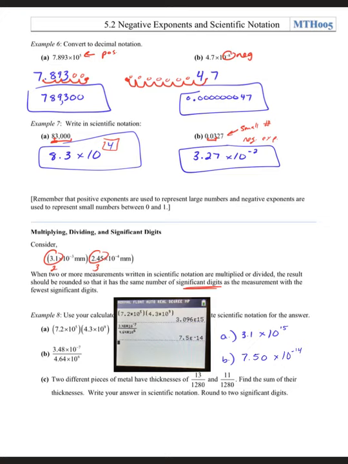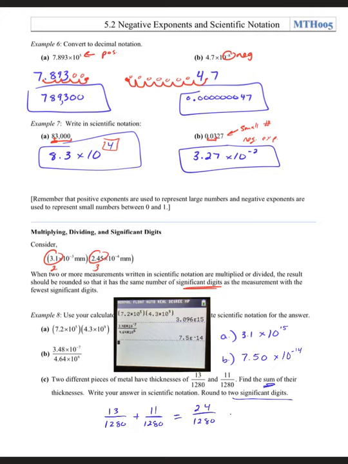Now, letter C. Two different pieces of metal have thicknesses of 13 over 1280 and 11 over 1280. Find the sum of their thicknesses. Write your answer in scientific notation, round to 2 significant digits. So a couple things, it tells us to find the sum, which means we need to add these two things together. So 13 over 1280 plus 11 over 1280. Use your calculator for this, or you could do it by hand. They have a common denominator, so you could just add them up. So 13 plus 11 would be 24 over 1280. Now use your calculator to divide that if you need to. So we'd have 24 divided by 1280.